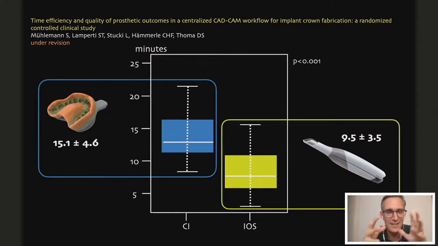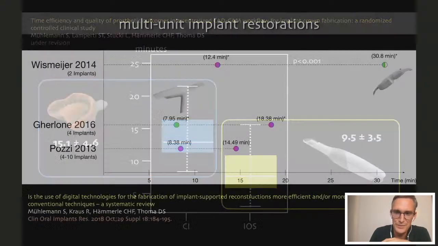Exactly. And again, statistically significant, but that's not the real benefit of this intraoral scanning. At least to me, this is not where the difference is.